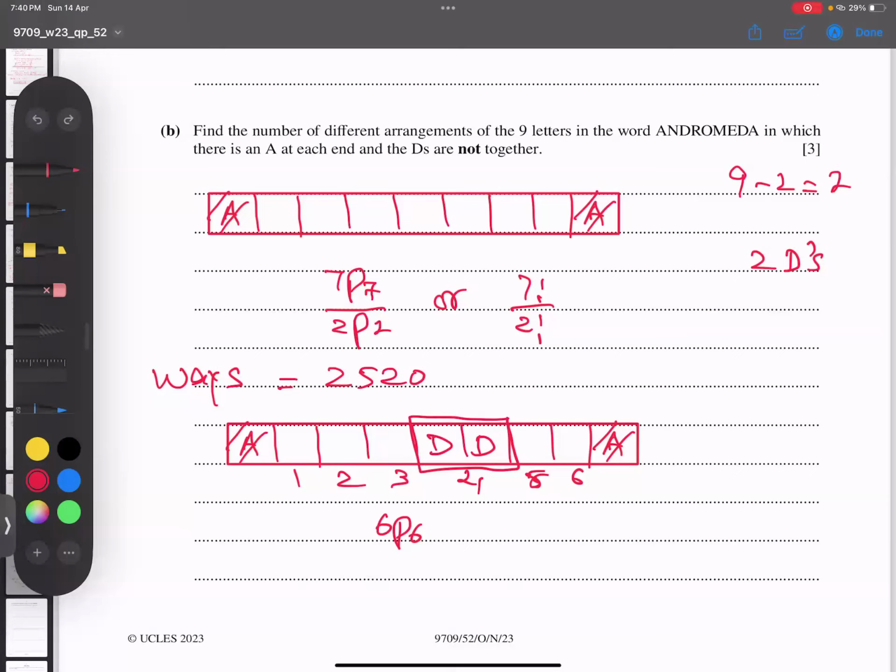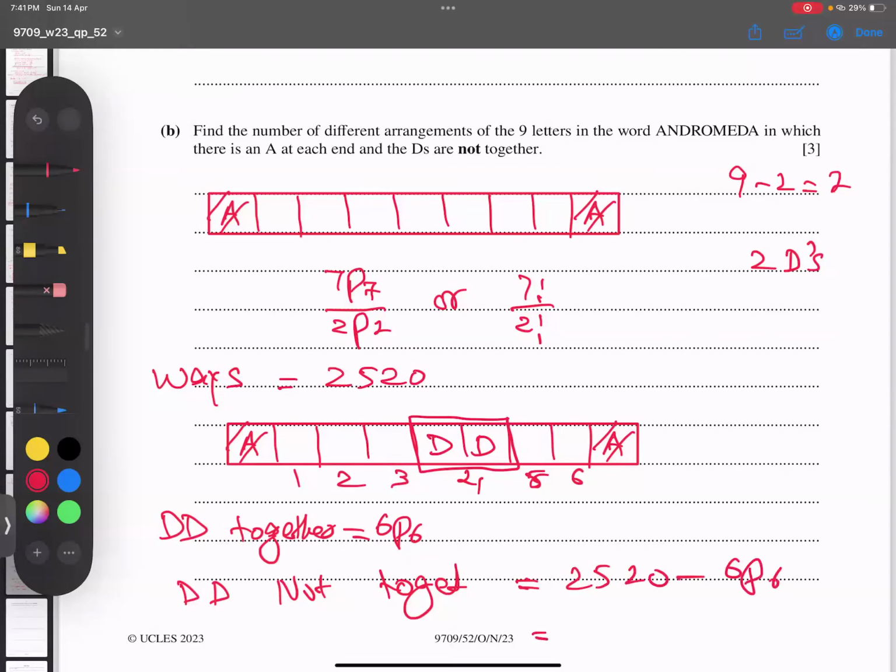And this is when the D's are together. And I will subtract it from the total. These two are together, and this I subtract from there, then we get when the 2 D's are not together. So 2520 minus 6P6, and the answer is coming 1800. I hope this part is clear, and let's go for the next.